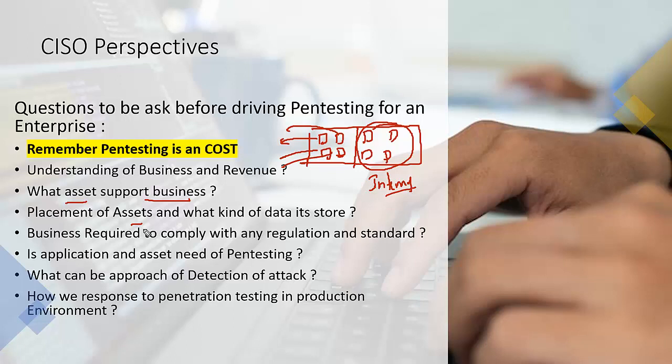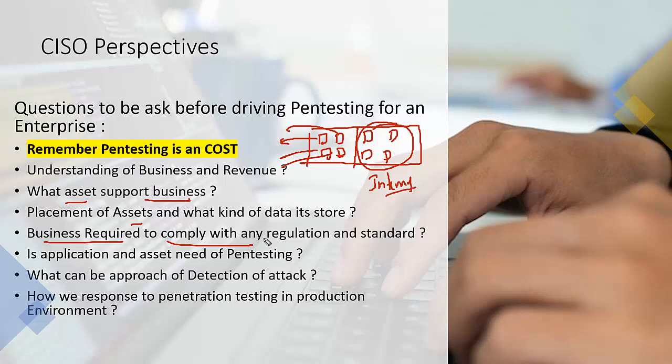Then we need to check what kind of business we have and how they need to comply with any regulation. Does PCI DSS have a requirement of pen testing in a year? So we have to check whether we have any business requirement or legal and regulatory requirement. Then we also try to understand: is this application really required to be pen tested? Is the asset really required to be pen tested? What can be the approach of detection of the attack? Do we need to inform my internal team about this attack? Because sometimes I would also like to know the capability of my security team.